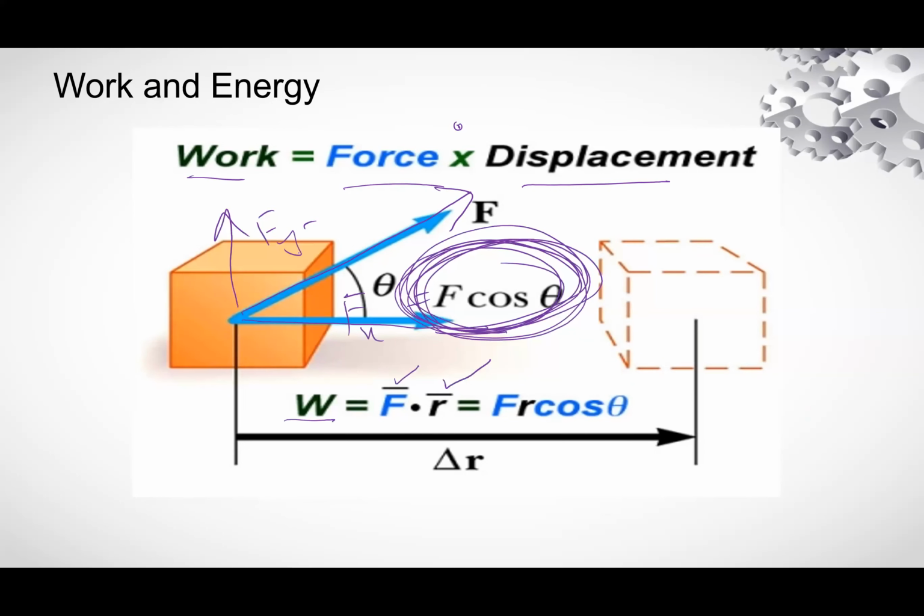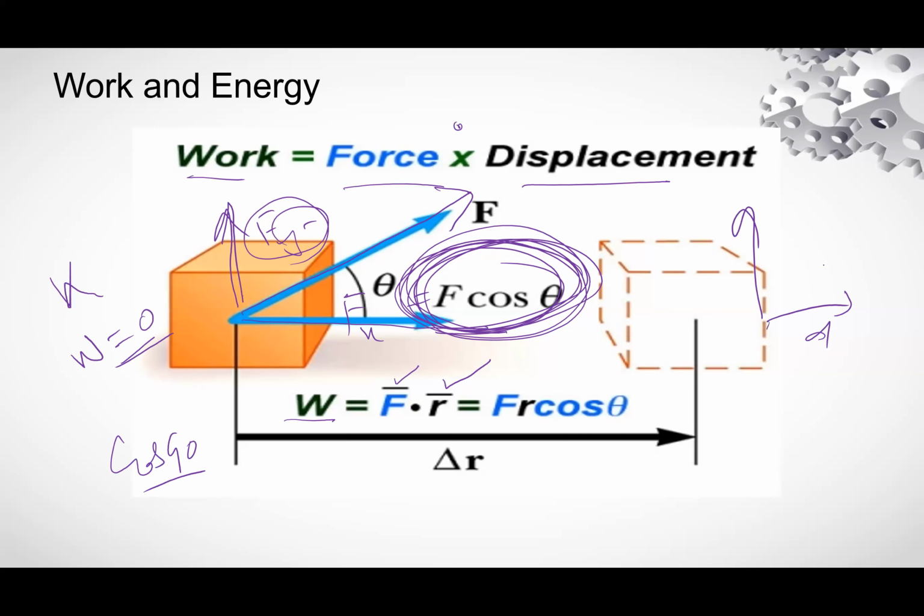Work done due to the vertical component will be equal to 0, because cos 90 is equal to 0. This component makes an angle of 90 degrees with the displacement. So that's why work done is 0.